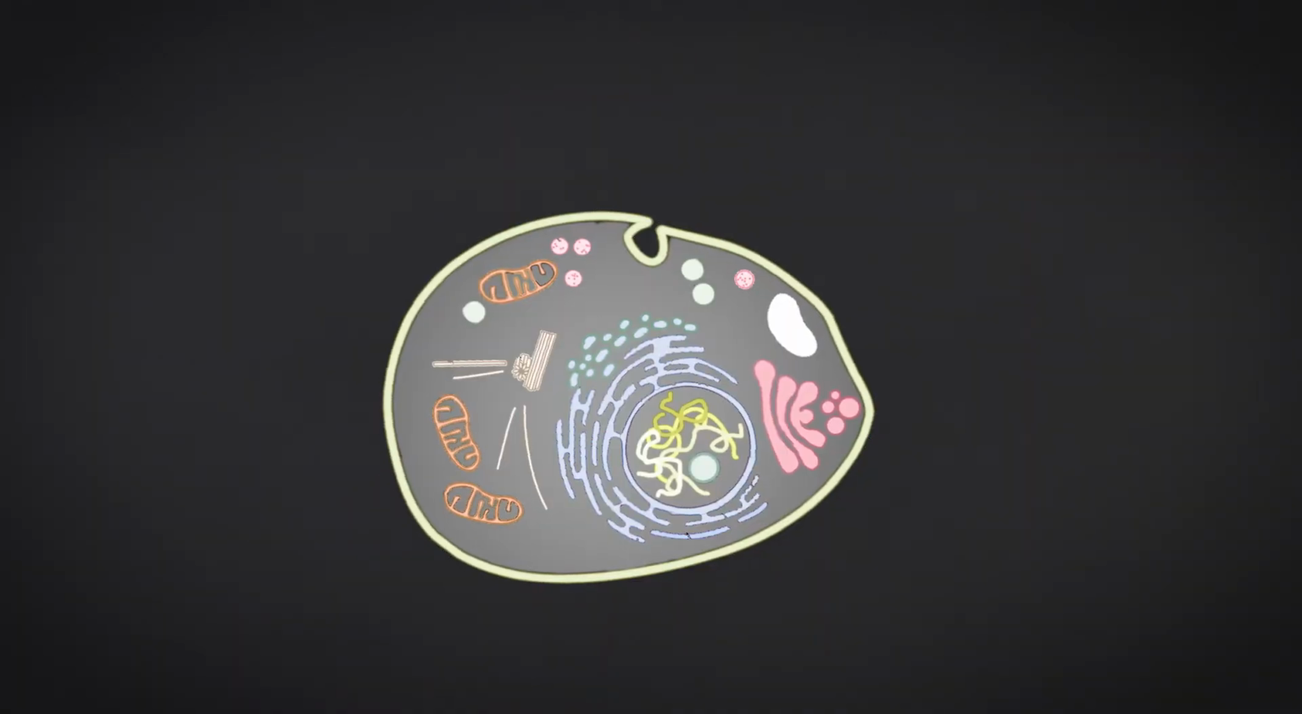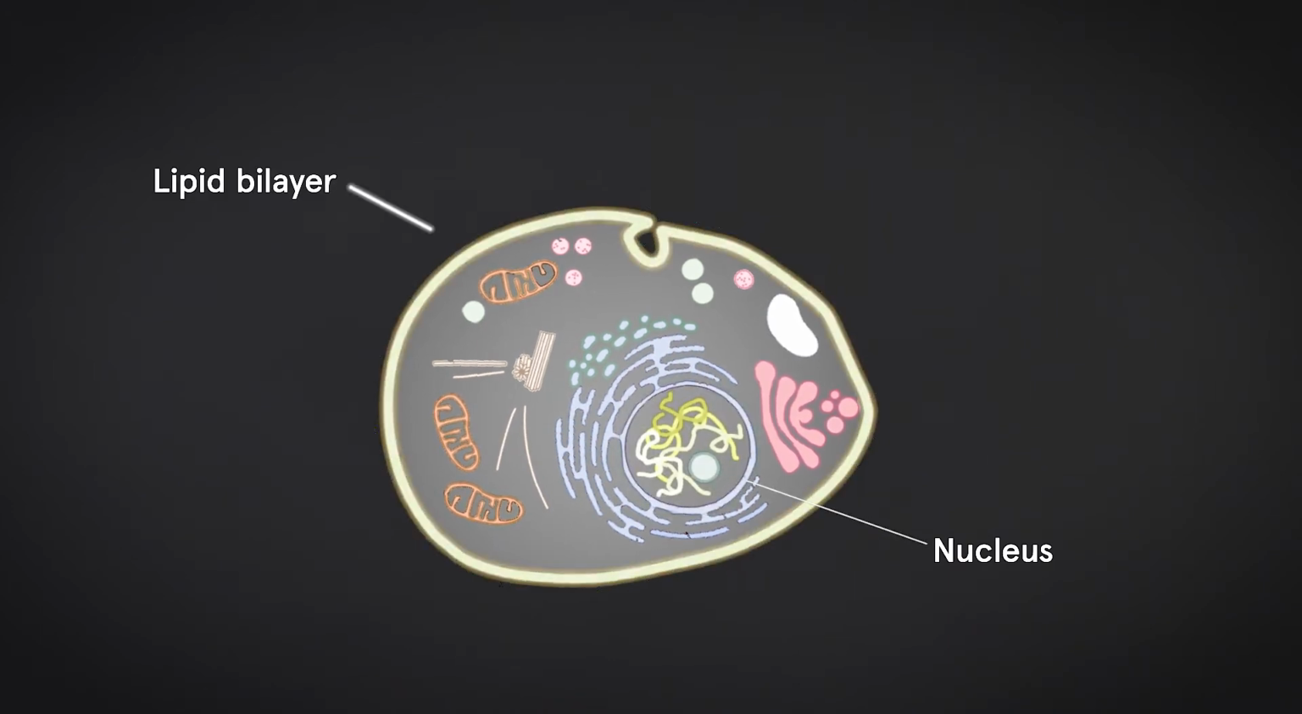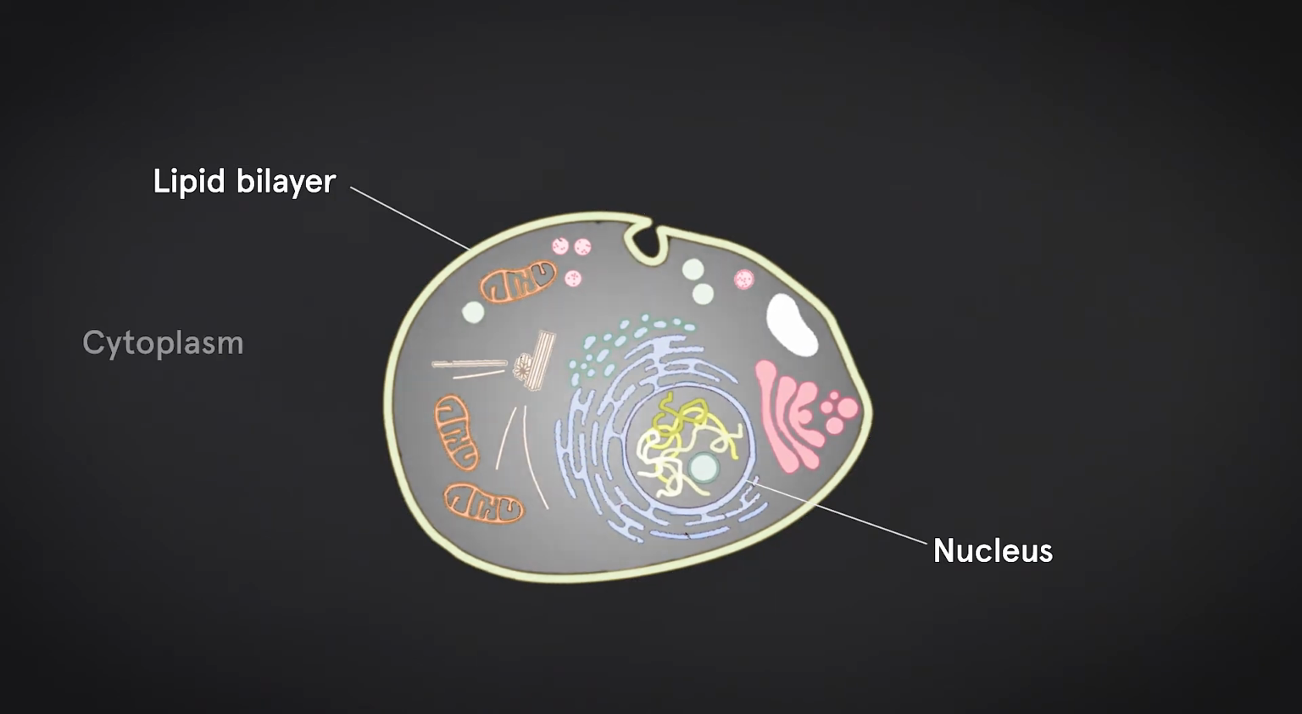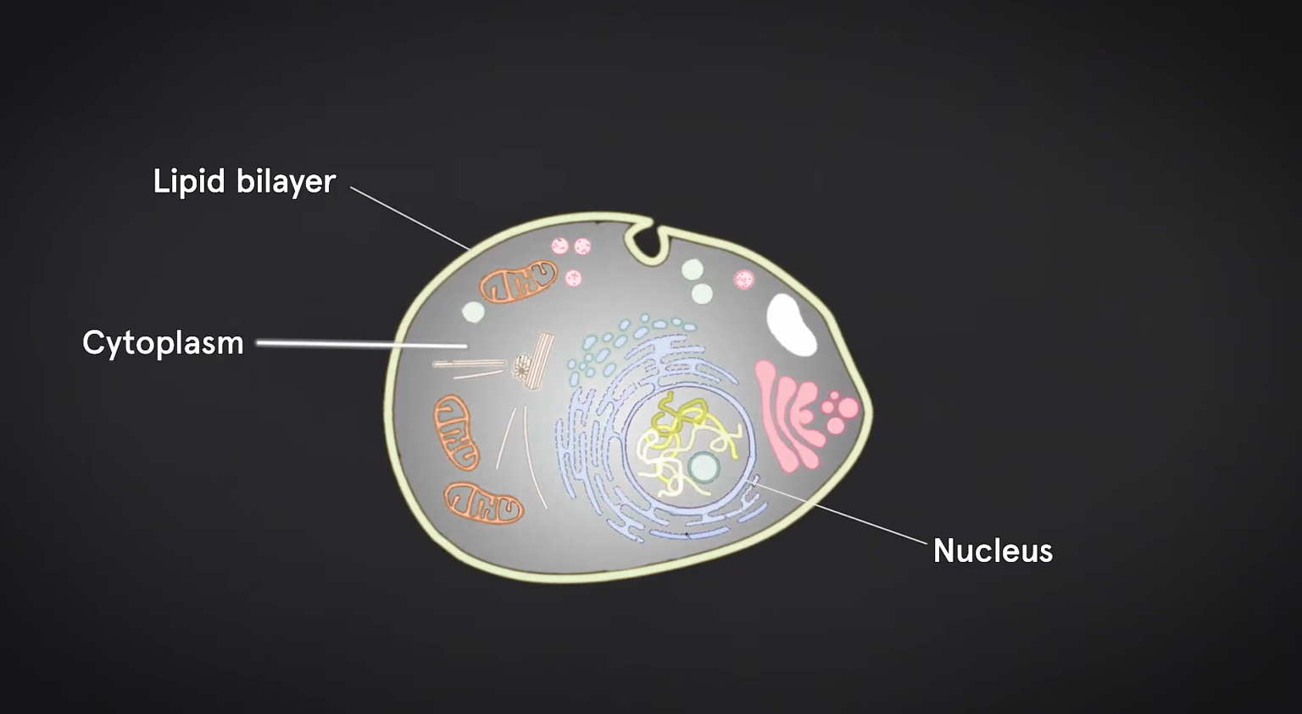So let's take a closer look at an animal cell. The nucleus is in the center of the cell, and the nucleus is actually surrounded by a nuclear membrane. If you look at the outside of the cell, it also has a plasma membrane, and that's made up of a lipid bilayer. Inside the cellular membrane is where we find the cytoplasm. This is where all the action happens.